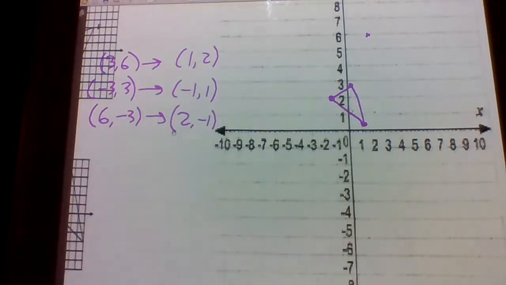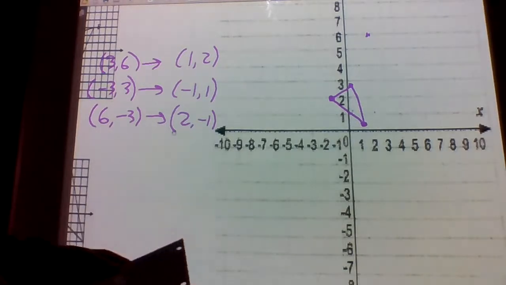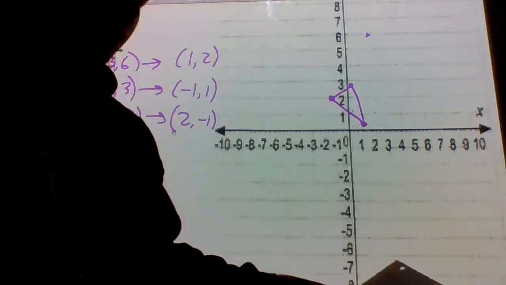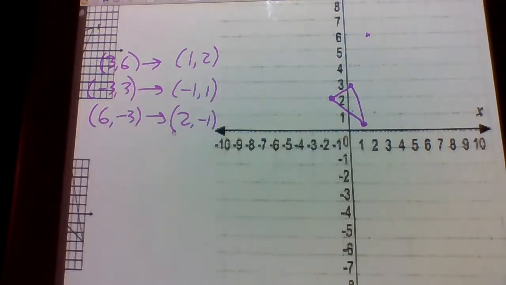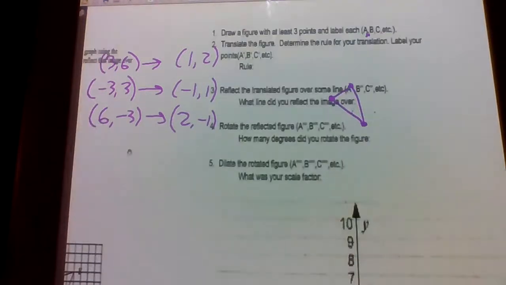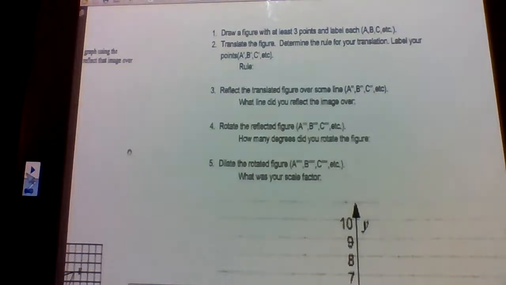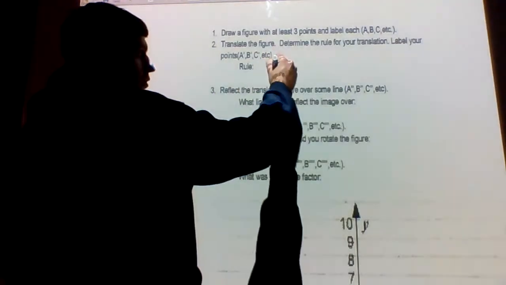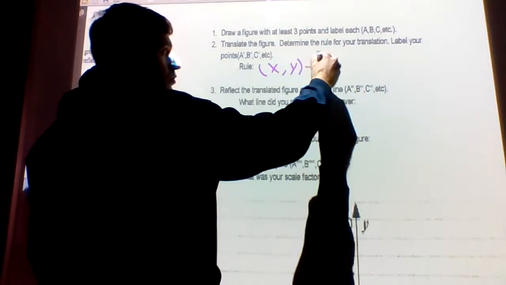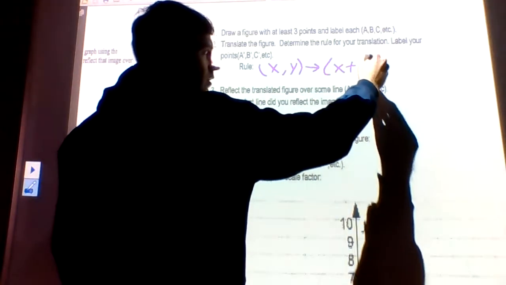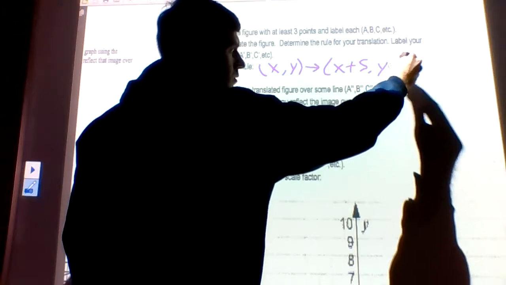All right, so what I'm going to do is I'm going to read the directions here off. It's going to be a little difficult. Okay, let's look at our rules first. I'll tell you what I'm going to do first. I'm going to pick 3 points, A, B, and C. Okay, I'm going to translate the figure according to this rule. I'm going to do xy goes to x plus 5, y plus 4.